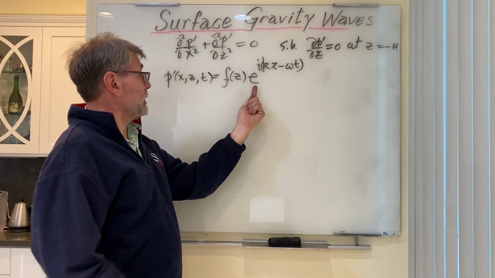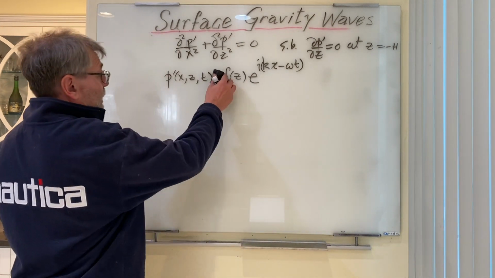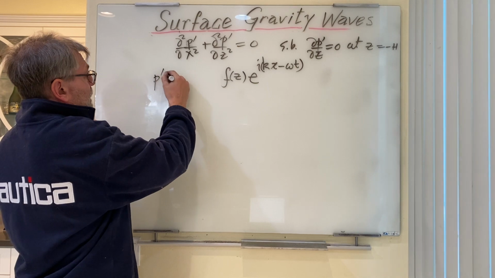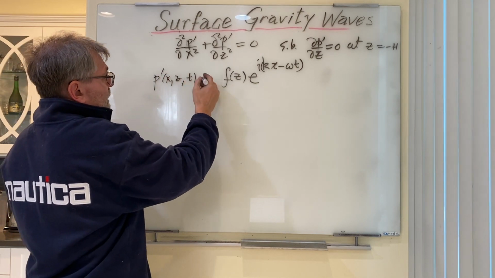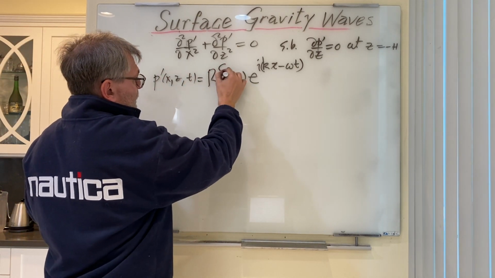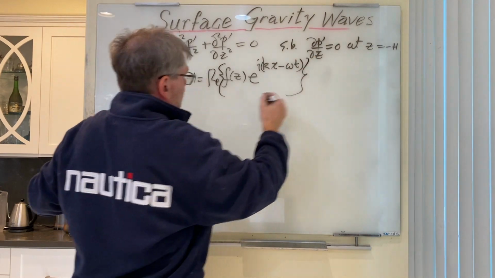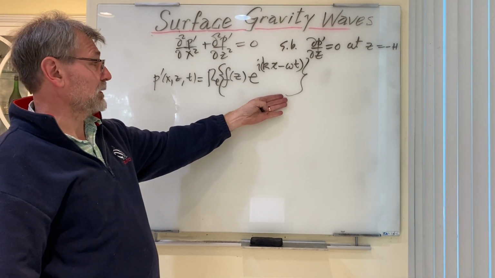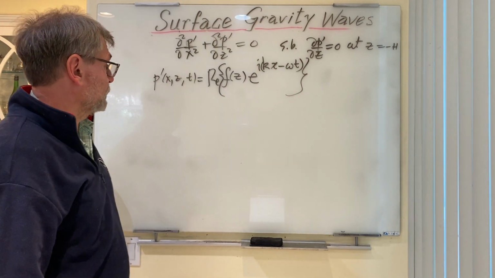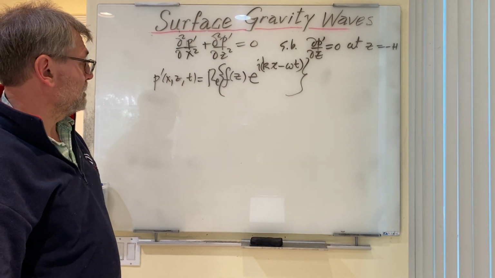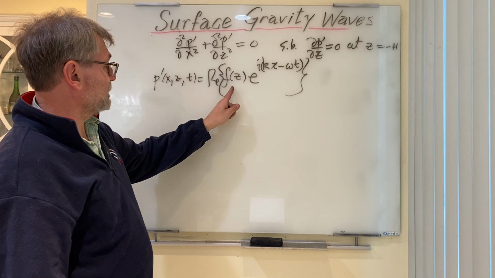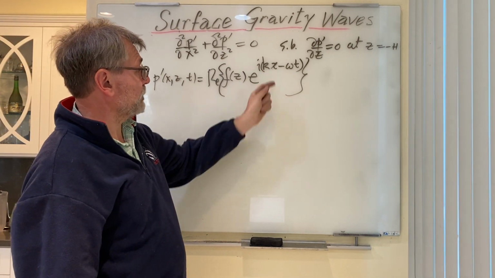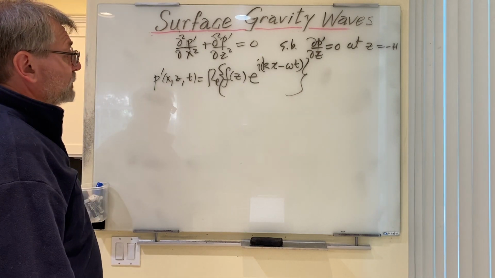Remember, the solution is going to be the real part of this. p prime of x, z, and t is going to be the real part of this quantity. So I went to the complex plane, complex numbers, but in the end, the solution has to be real, so I'm only going to keep the real part of the solution. So there's this function of z which I need to determine, and I'll need to determine what k and omega are, and how they are related to each other.